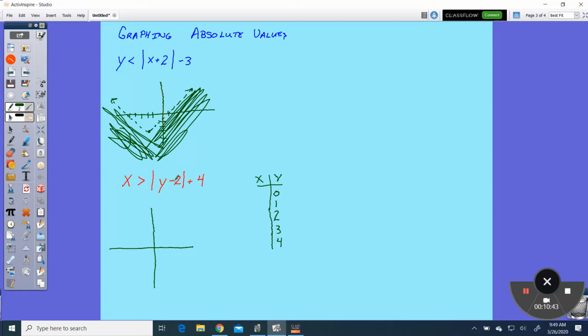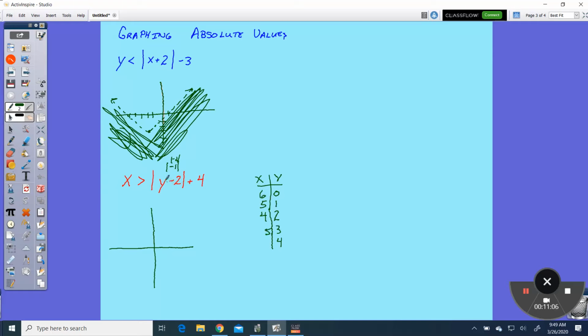So when I plug 2 in, 2 minus 2 is 0 plus 4, so that's 4. Now I plug 1 in. 1 minus 2 is negative 1. The absolute value of negative 1 is 1, plus 4 is 5. I plug 0 in, that's negative 2. The absolute value of negative 2 is positive 2, plus 4 makes 6. I plug 3 in. 3 minus 2 is 1, plus 4 is 5.